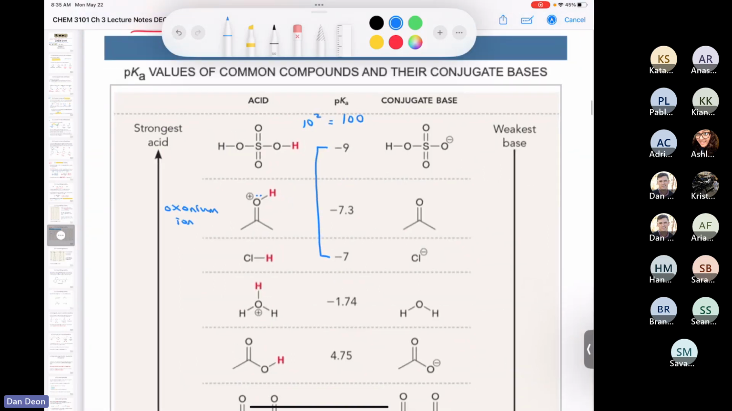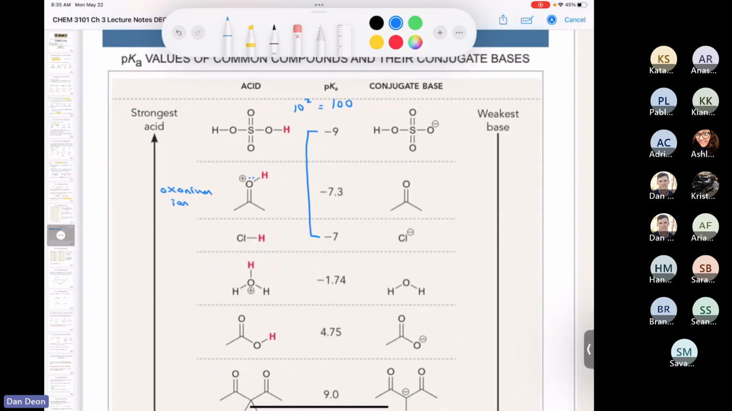Then we go to hydronium, the conjugate acid of water, which is -1.74. And anything that's below zero, in chemistry 3101, strong acids, pKa is going to be less than zero. If you have a pKa of 0 or less, we consider that to be a strong acid in this class.